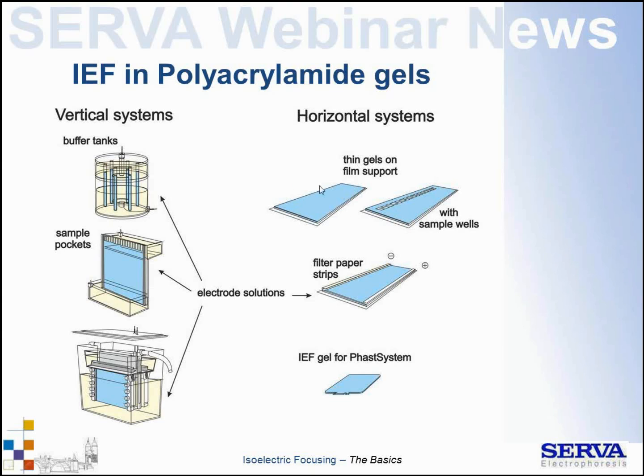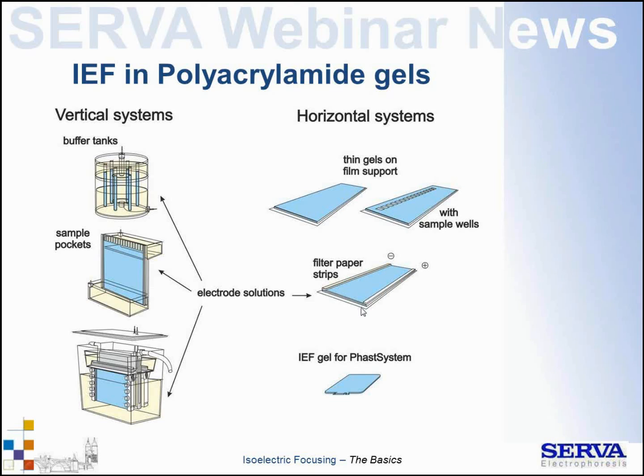Some of the gels have such a good buffering capacity that you don't need filter paper strips. You can just place the electrode, usually platinum wires, directly on the surface to make contact with the electric field. But some gels require filter paper strips, which are soaked at the anode with a diluted acid and the cathode with a diluted base, or basic Carrier Ampholytes.